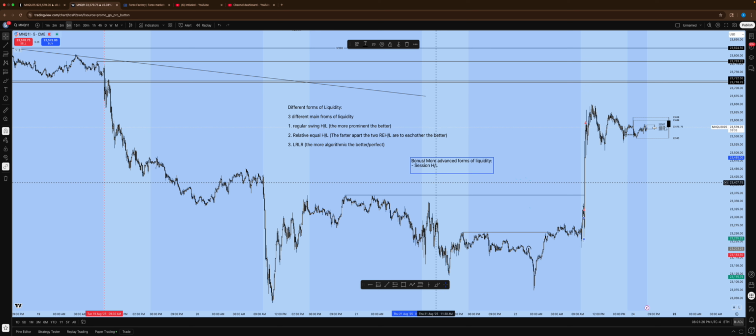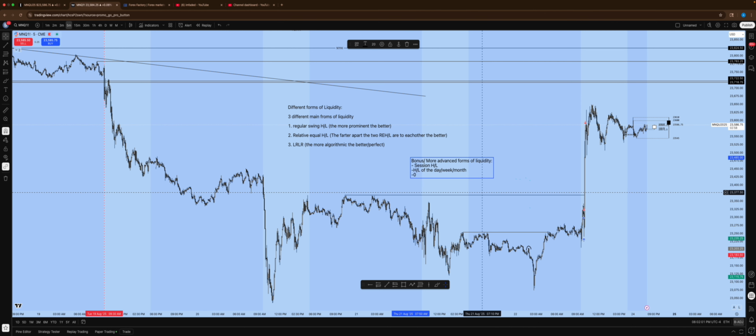The next one is the high or low of the day or the week or month. These are longer term forms of liquidity, and usually there will be more stop losses resting above or below the high or low of the day or the week or the month, and that's a very good form of liquidity.